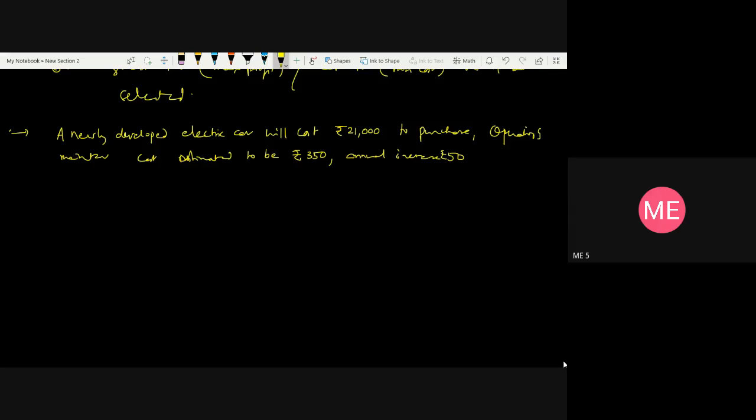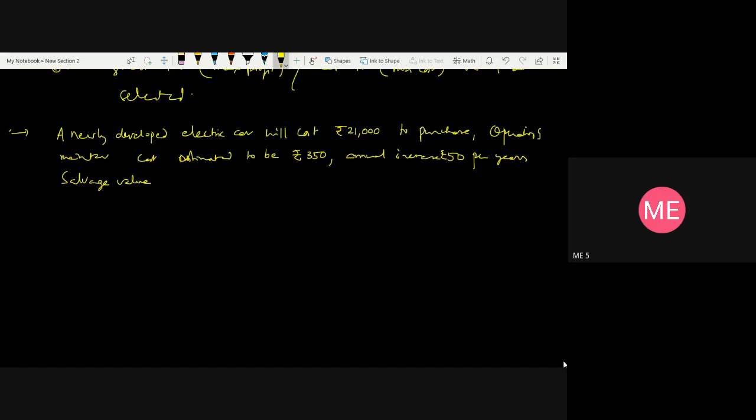Rupees 50 per year. It means that we can get to know what is mentioned here. Next is salvage value, means the useful life of this car. After 5 years, it has the salvage value. That means after selling this, we can get the amount of so and so. That is what you can call salvage value.